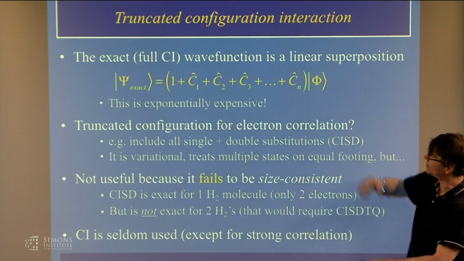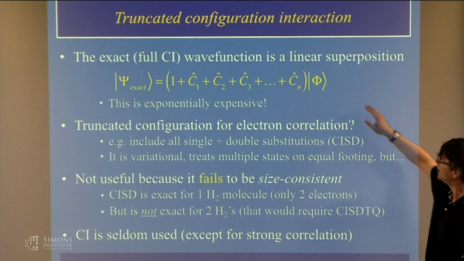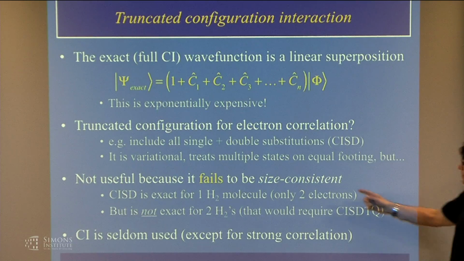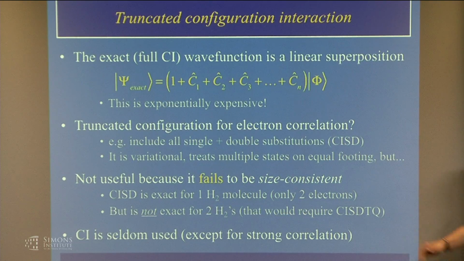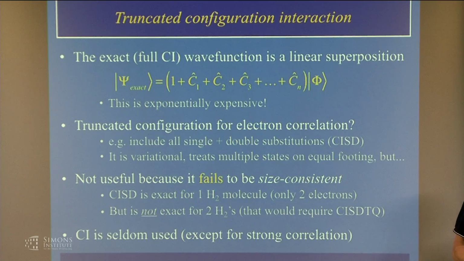So configuration interaction is then to take a linear trial function, just as if you were solving the Schrödinger equation with reduced rank. And that, of course, is exponentially expensive to do exactly, so you truncate. And the simplest truncation would be to include single and double substitutions. That is variational. It treats multiple states on an equal footing, but fails to be what is called size consistent. In other words, you can't truncate CI and then get additive energies for non-interacting systems.